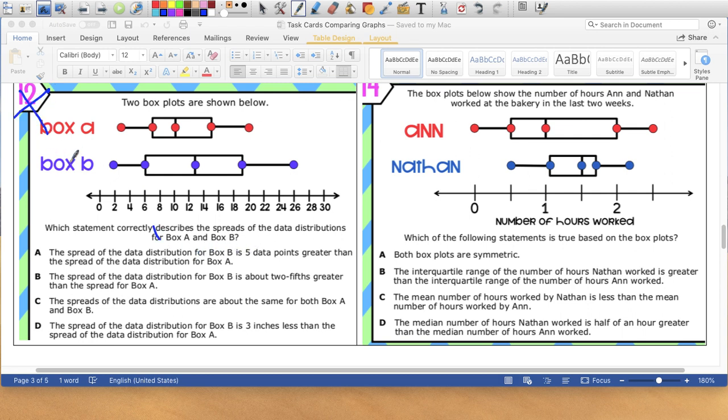Okay, actually, I want you to skip 12. I don't want you to do 12. All right, so I'm going to skip 12.